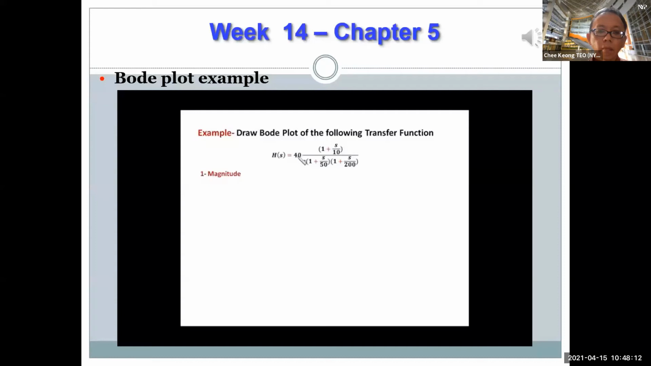So the first thing we have to do is plot the magnitude. And when we plot the magnitude of the Bode plot, we want to convert the gain of 40 to dB. So we say that the gain in dB is basically 20 log of 40. And when you evaluate this, you get roughly 32 dB.